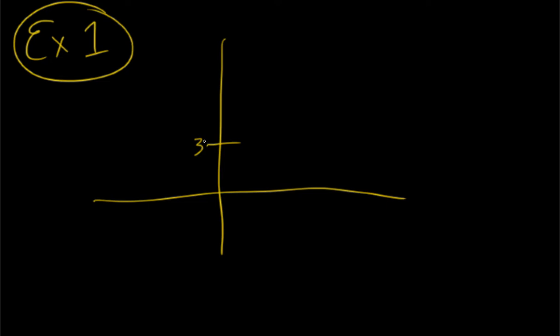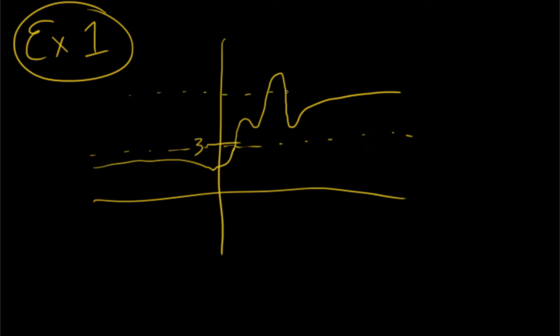So we have a 3, it goes like that, kind of goes like this, crosses, and then we have another one at 7. So we have an asymptote at 7. We also have an asymptote at 3.